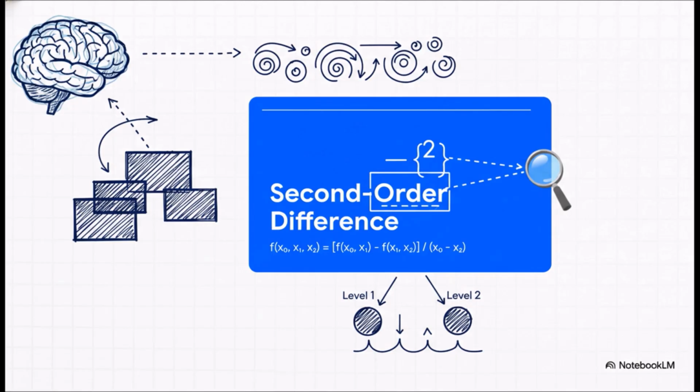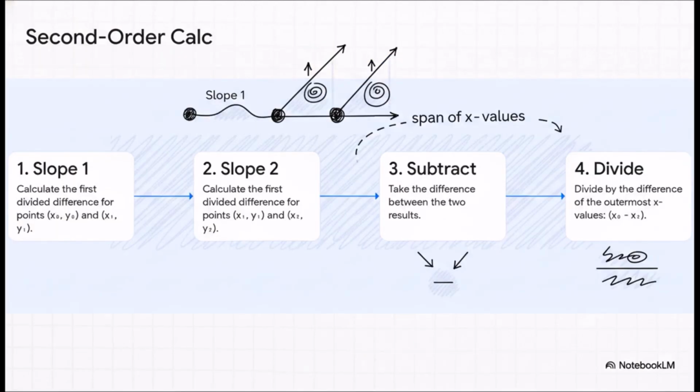That's the pattern. So here's how you do it step by step. First, you find the slope between your first 2 points, points 0 and 1. Easy enough. Then, you find the slope between your next 2 points, 1 and 2. Got it? Now for the really clever part. You take the difference between those 2 slopes you just found, and for the final step, you just divide all of that by the difference between your outside x values, x0 and x2. It's this awesome, repeatable process.